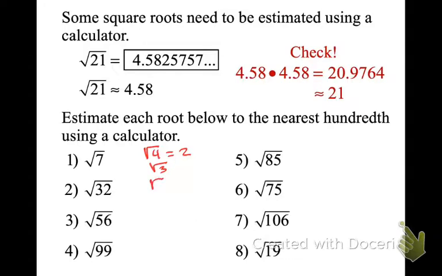Oops. I don't know what I'm doing there. Square root of 5, square root of 6, square root of 7, square root of 8, square root of 9, that's 3. So we're really looking at this one here.